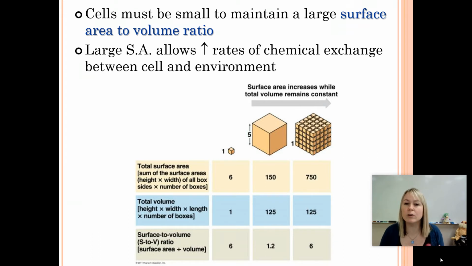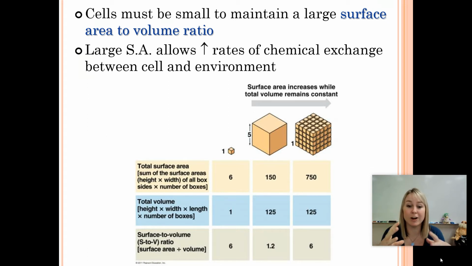But now if you look at the ratio between how much surface area is available for diffusion versus the volume of materials inside that have needs, we now get a reduction as the cell gets bigger. So if you look at that first column underneath the little cube that says 1, surface area 6, volume is 1, which means the surface area to volume ratio is 6.